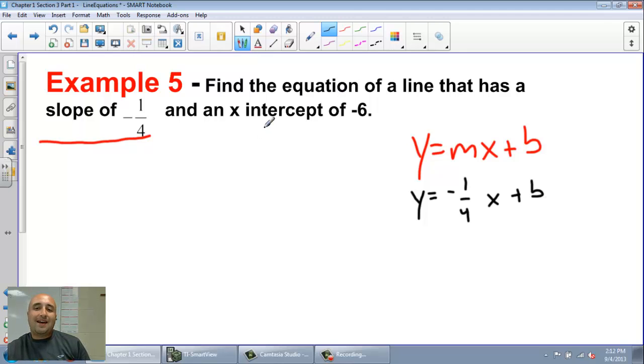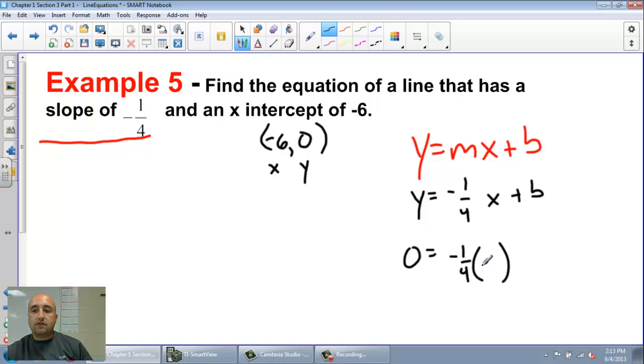Okay, going back to I think it was the second example. What do we know about x-intercepts? We know that the y value is 0, and then the x value is whatever they give you. So we have an ordered pair of -6, 0 for the x-intercept. So now what we do, remember -6 is x, 0 is y. We need to plug those in for x and y in our equation that we have. So y equals 0, so 0 equals -1/4 times x, which is -6.